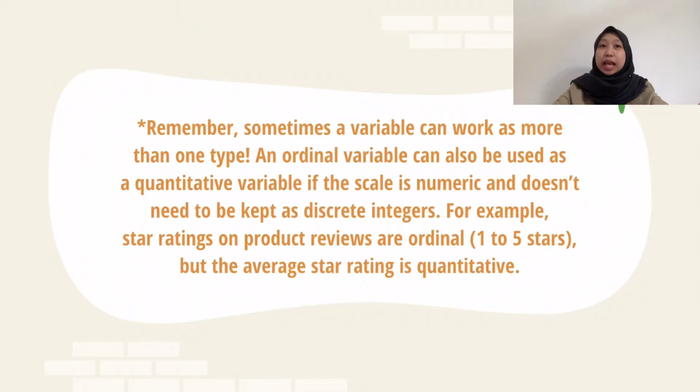Remember, sometimes a variable can work as more than one type. An ordinal variable can also be used as a quantitative variable if the scale is numeric and doesn't need to be kept as discrete integers. For example, star ratings on product reviews are ordinal, 1 to 5 stars, but the average star rating is quantitative.